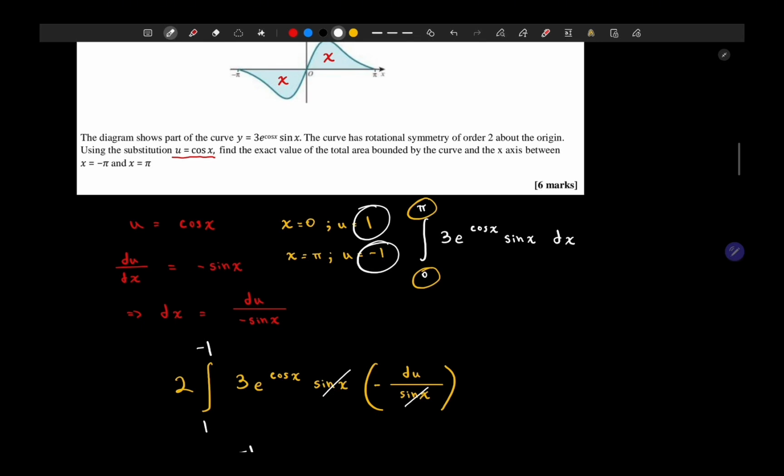Moving on to the fourth question of the paper. First of all, we need to solve the equation ln of 3x plus 1 equals 2. If we take this ln to the right hand side of the equation, this becomes 3x plus 1, and the right hand side becomes e to the power 2. So the value of x is e squared minus 1, divided by 3.